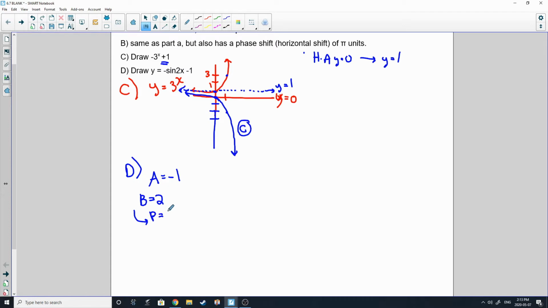So period is 2 pi divided by b. So you're going to get 2 pi divided by 2, and you have a period of pi. This means we're going to see our regular sine curve happening in pi units. So that 1 full cycle is going to happen in pi units instead of 2 pi. We also have a vertical shift here of -1.